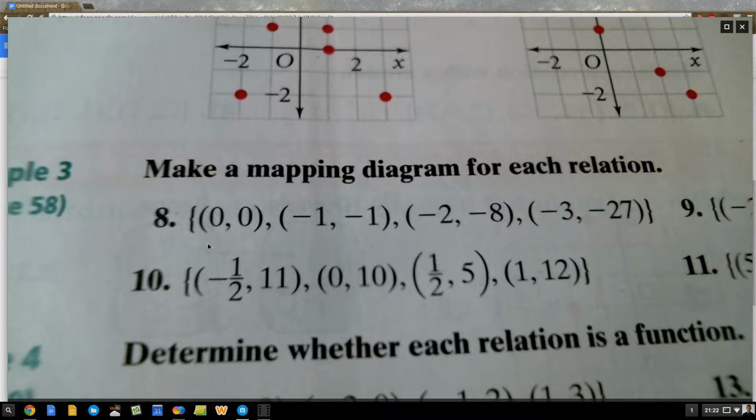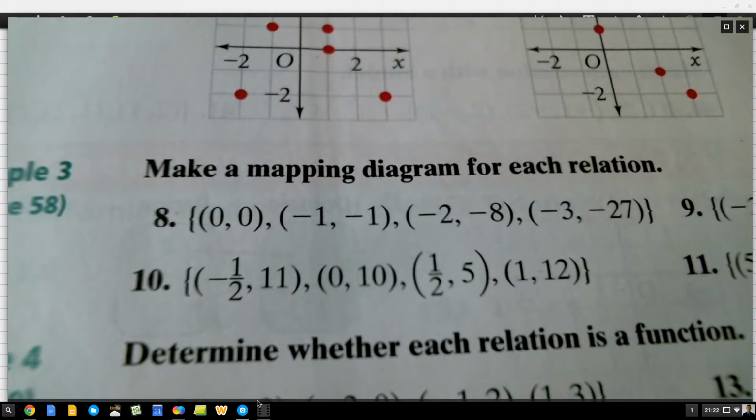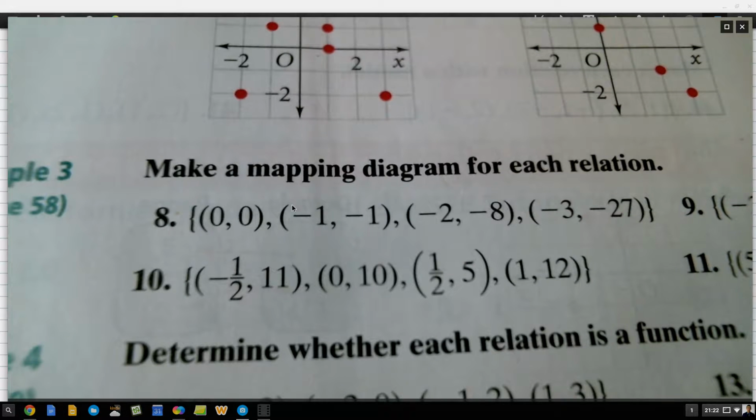Number 8 says make a mapping diagram for each relation. Okay? So let's start by making a mapping diagram. So for a mapping diagram, we start with D for domain, R for range, and we draw the rectangle for domain and the rectangle for range. Okay, so far so good. So now the question is what goes inside domain and what goes inside range. So let's take a look at the problem again. So we have a whole bunch of coordinates here. And what is a domain?